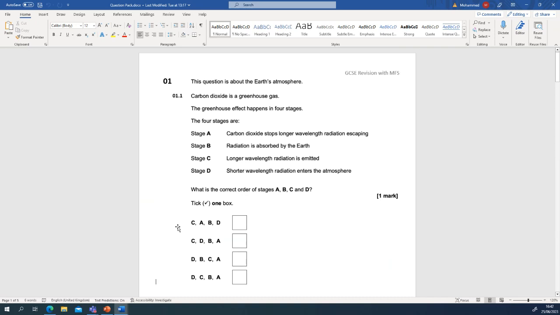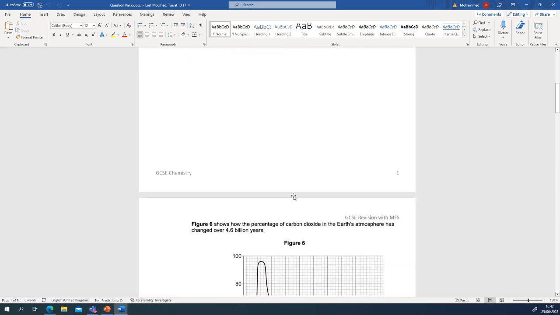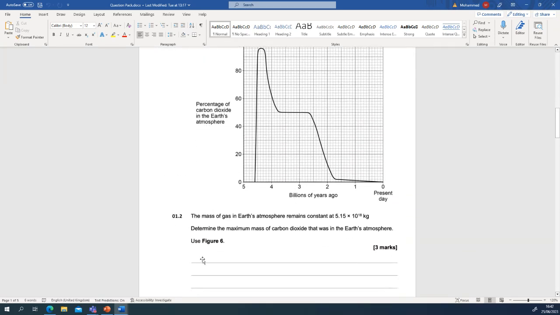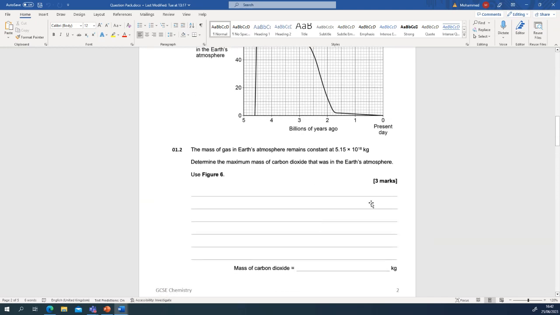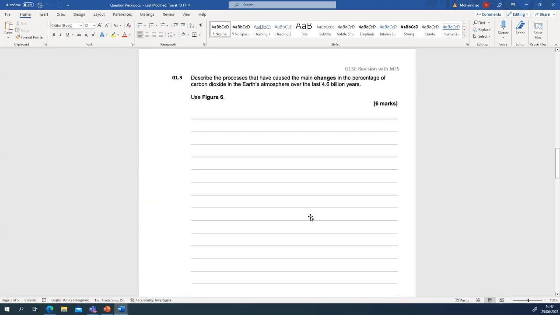Okay, so we've got a simple multiple choice question over here, and you just need to pick an option. Here we've got a graph, and it's a calculation question, so it's applying your math skills to this question, and it's 3 marks. Now this question is the big one, and it's the one which tricks most people up. So describe the processes that have caused the main changes in the percentage of the carbon dioxide levels in the Earth's atmosphere over the last 4.6 billion years.